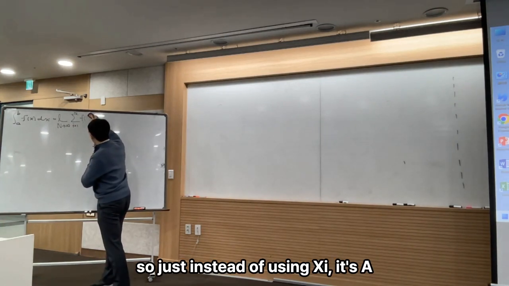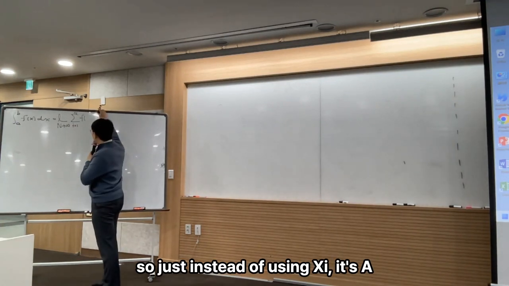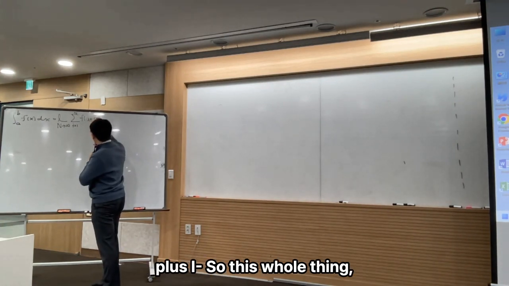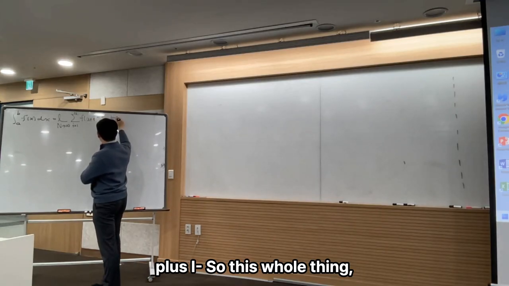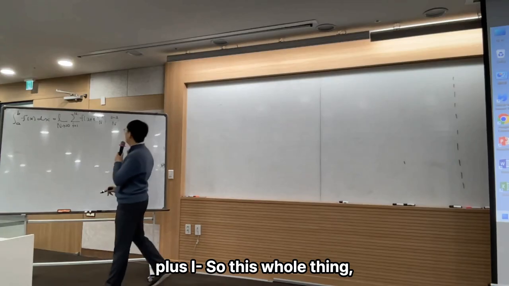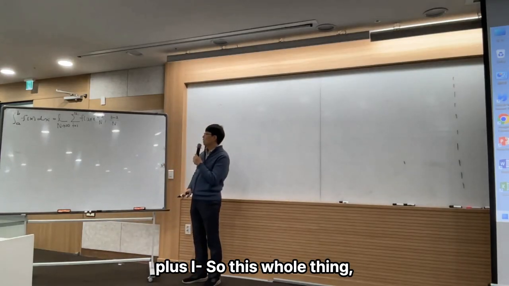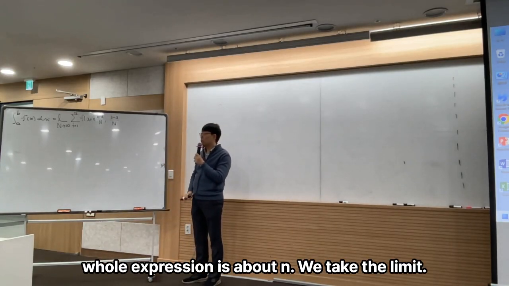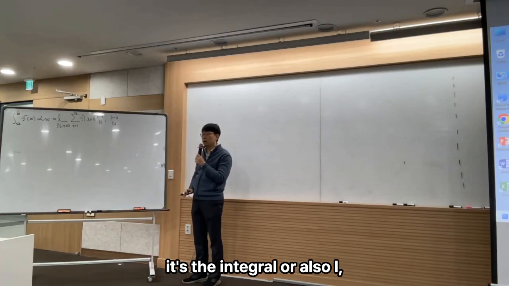Let me write it this way. Instead of using x_i, it's a plus i times (b minus a) over n, times (b minus a) over n. So this whole expression depends on n. We take the limit, and if it exists, we say it's the integral.